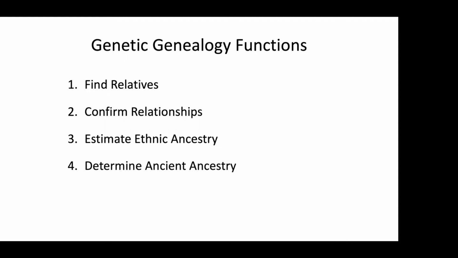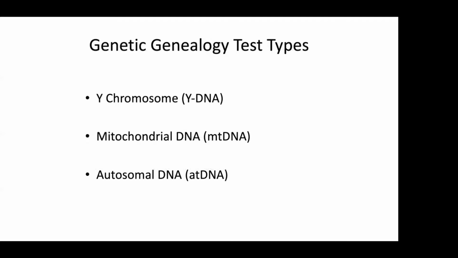The fourth function is to determine your ancient ancestry through something called haplogroups in your direct paternal and maternal lines. Note that some of these tests offer optional reports on physical traits and genetic health. That's outside the scope of genealogy, so it's not on this list.